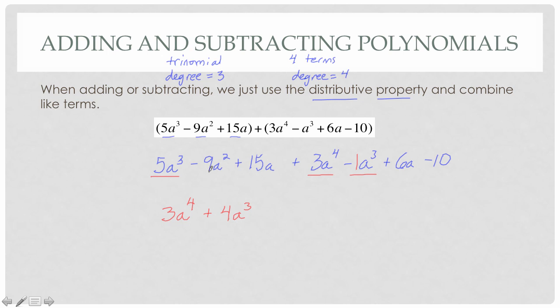Now let's look at squares. Here I got negative 9a squared, but no other things squared, so I still have minus 9a squared. I got 15a plus 6a, so that's going to be 21a. And my constant at the very end is minus 10. So the result is I have a 1, 2, 3, 4, 5-term polynomial. It's a degree 4 as well. There you go. That's adding a polynomial together.